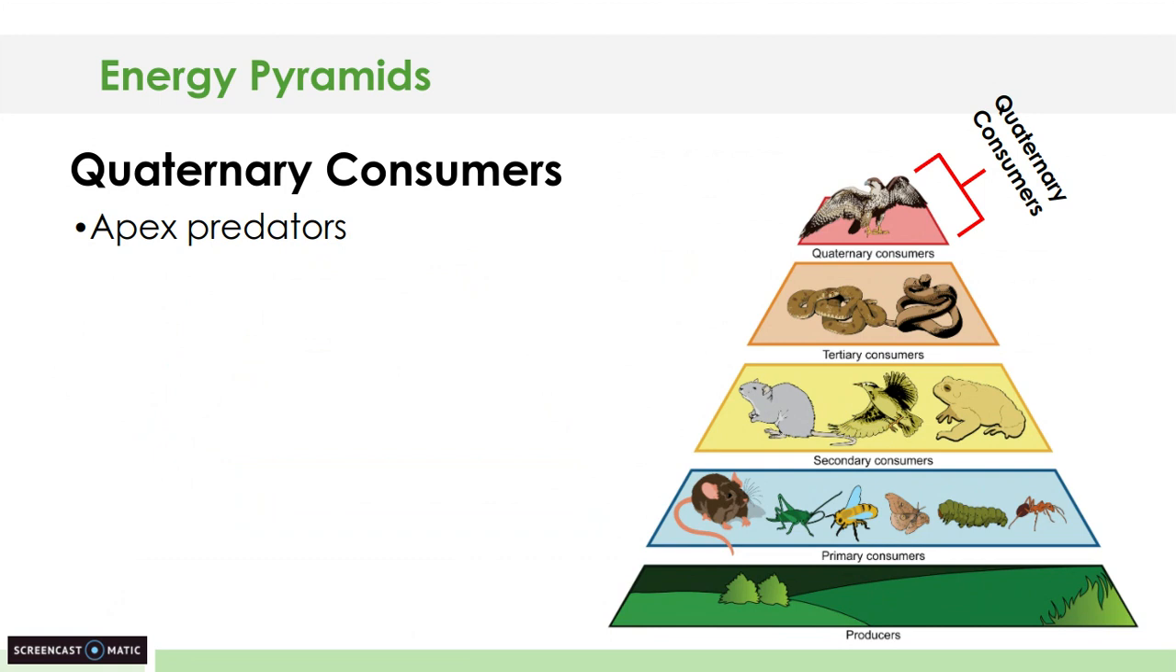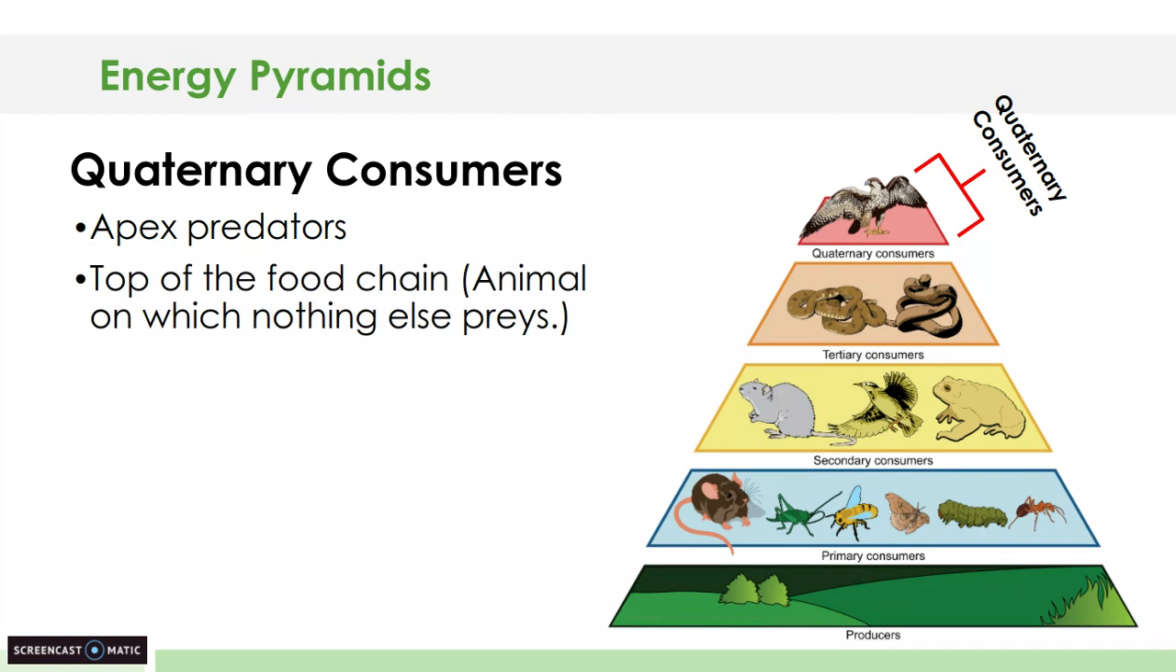These are our apex predators. All right, so they're at the very top of the food chain, the food pyramid. They don't really have to worry about any predators consuming them. So like I said, they're at the top of the food chain. Nothing else preys on them.